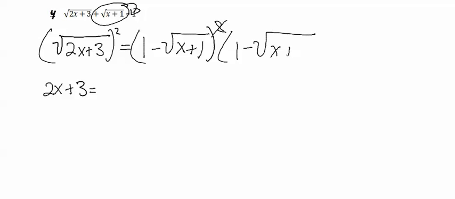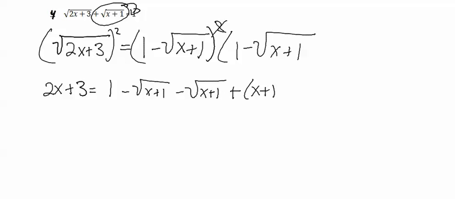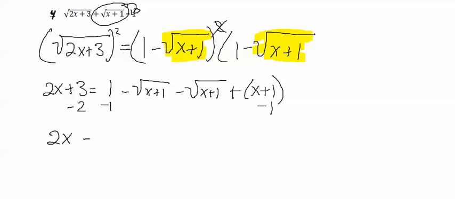So we'll have to FOIL this out, and we'll get 1 minus square root of x plus 1 minus square root of x plus 1 plus x plus 1. Because square root of x plus 1 times square root of x plus 1 actually cancels itself out. So I'll simplify now. I will bring my numbers over to the other side, so it's really minus 2. So 2x plus 1 equals negative 2 square root of x plus 1.